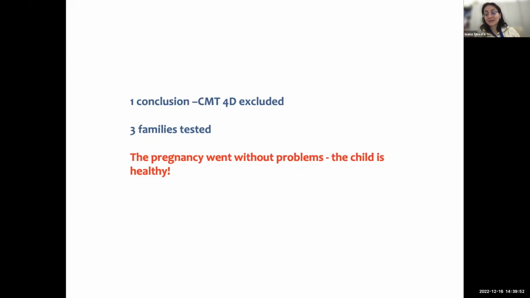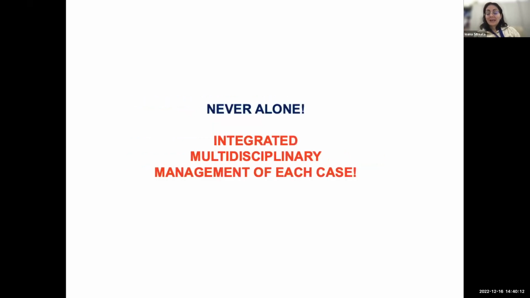the patient, our patient was patient, and we were able to find all the tools that we needed to help her. But of course, there was some big time to wait between the tests. Our message is never alone. We have to work together, doctors and patients, in order to have an integrated multidisciplinary management of each case.